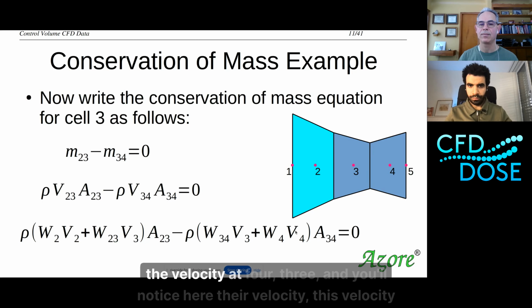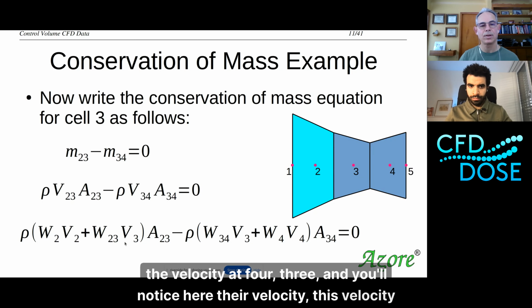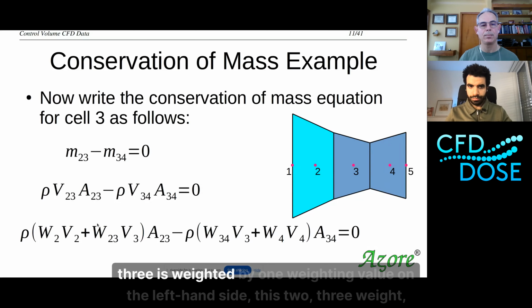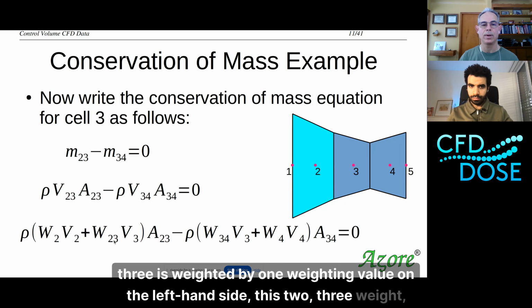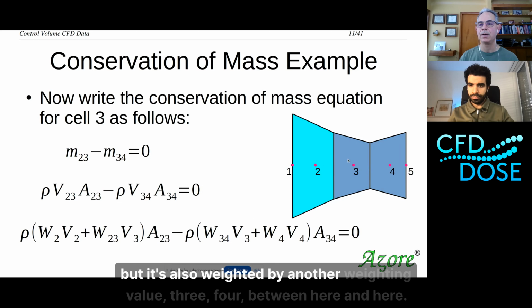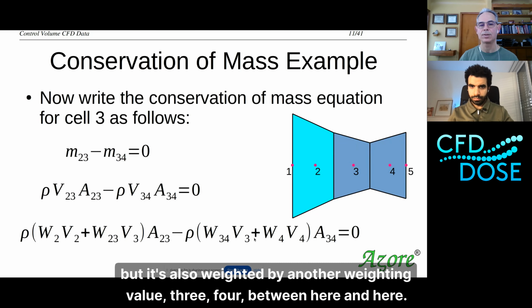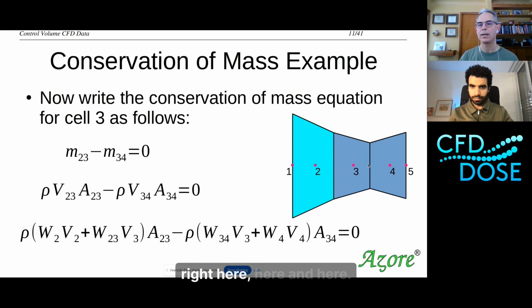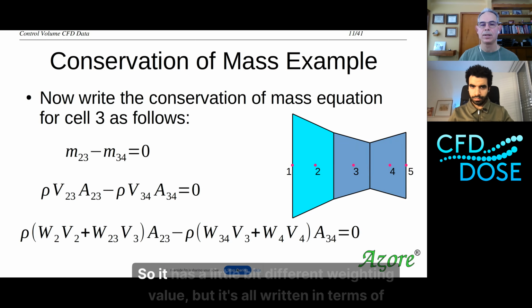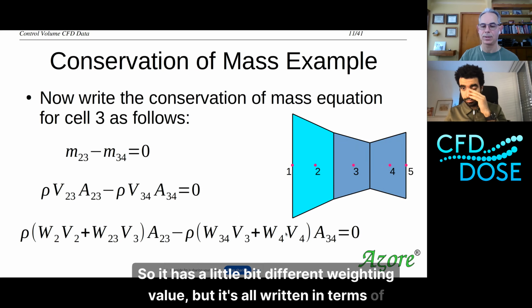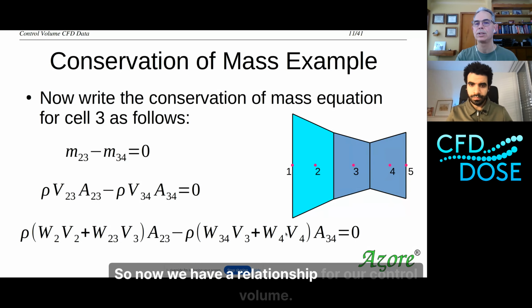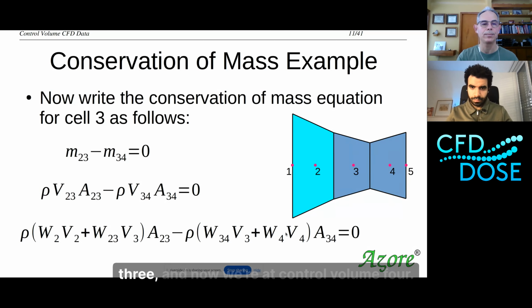The velocity at 4, 3, and you'll notice here this velocity 3 is weighted by one weighting value on the left-hand side, this 2, 3 weight, but it's also weighted by another weighting value, 3, 4, between here and here. So right here, here, and here. So it has a little bit different weighting value, but it's all written in terms of those. So now we have a relationship for our control volume 3.